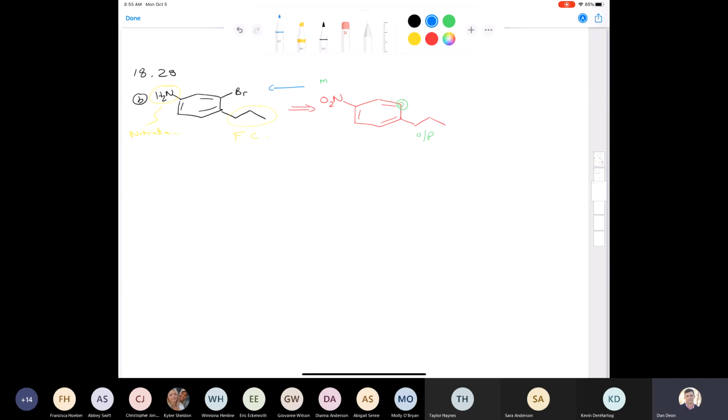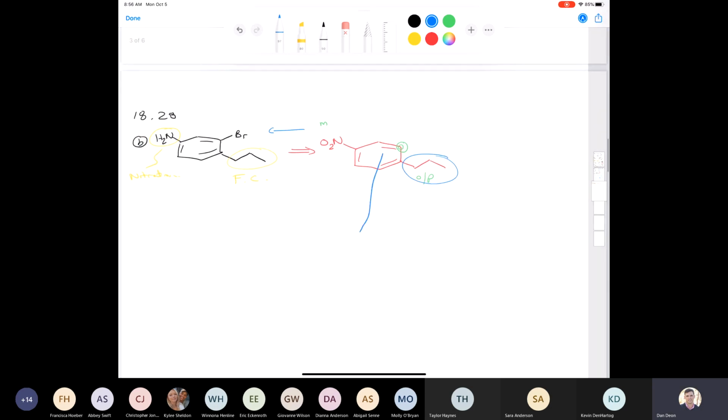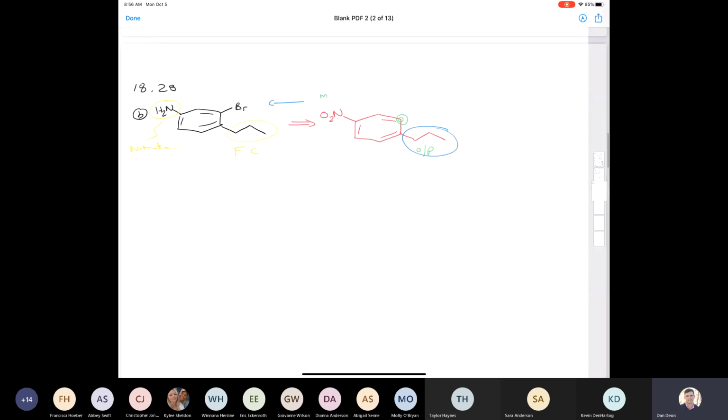Then the question becomes, how do I make this molecule, parapropyl nitrobenzene, or whatever you want to call it? Well, I've got an ortho-para director and I've got a meta-director. That tells me that I would want to install this group first, and then I can install the nitro after. If I was to install the nitro first, then I'd be in trouble, because that's a meta-director. And so let's start by installing that propyl group.